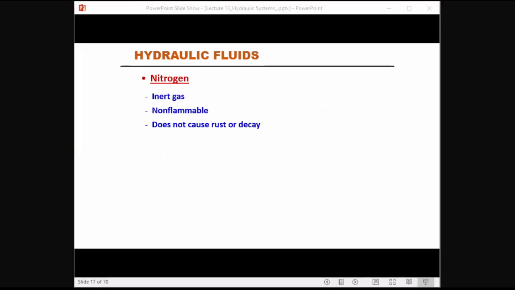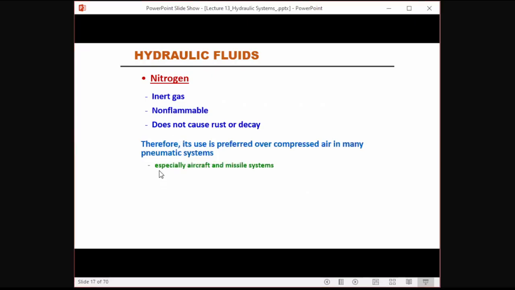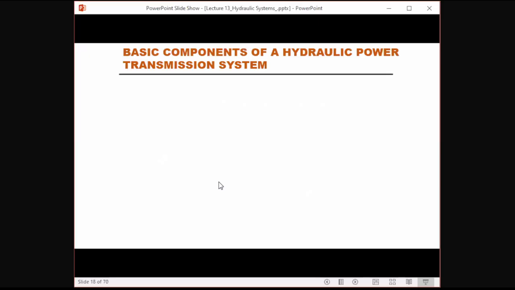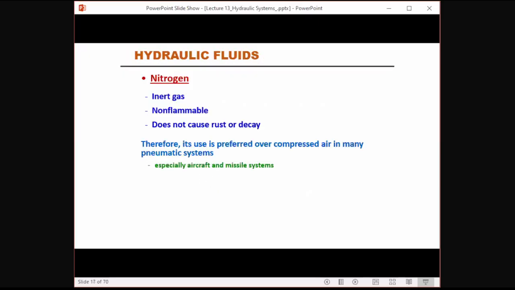This is nitrogen, and these are the properties. Therefore, it is preferred over compressed air in many pneumatic systems, especially aircraft and missile systems. Nitrogen is used in aircraft and missile systems.